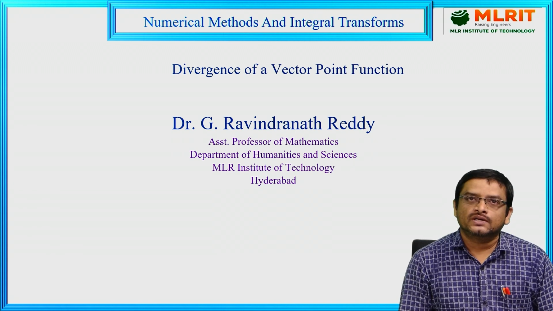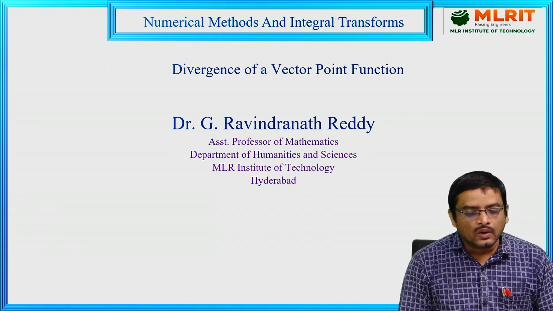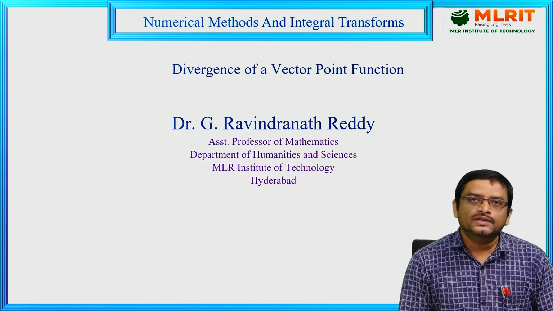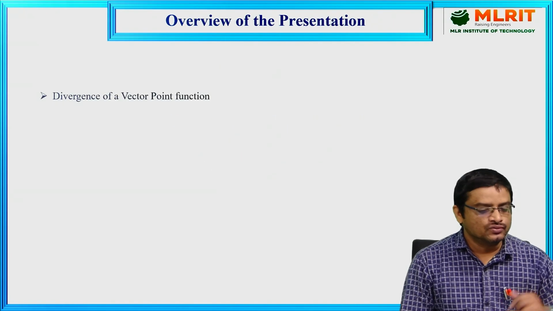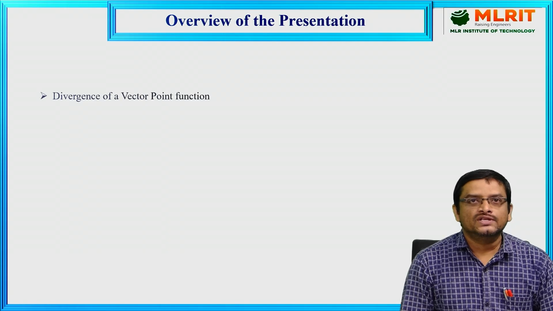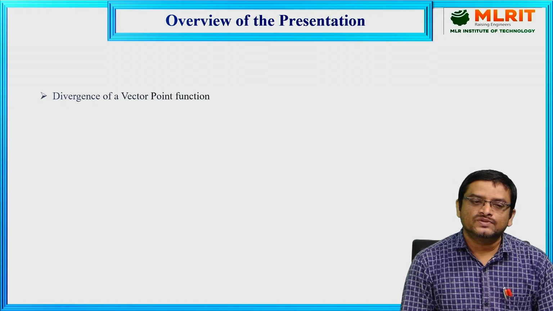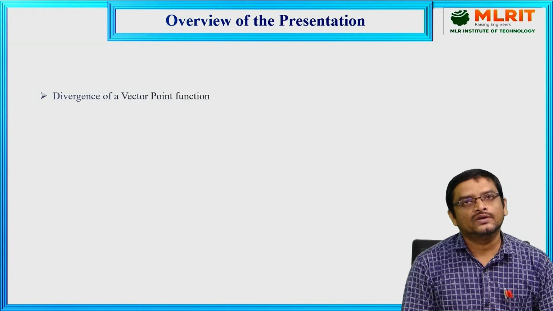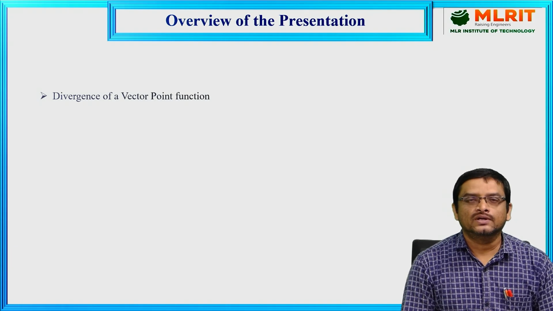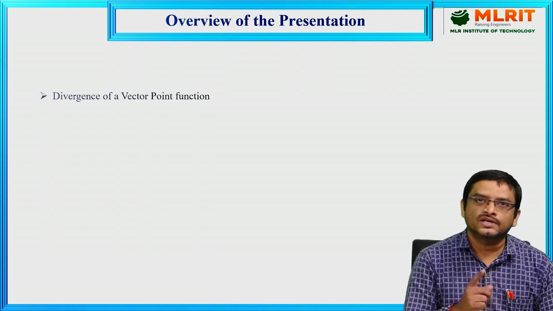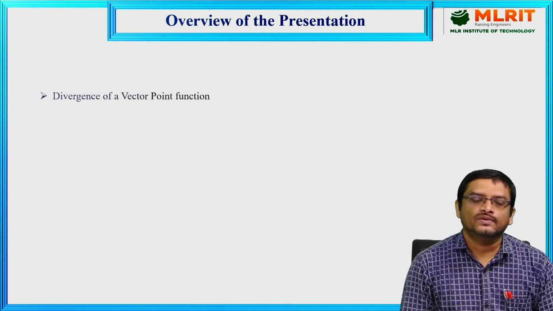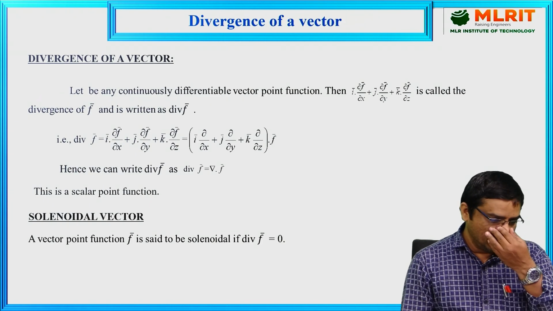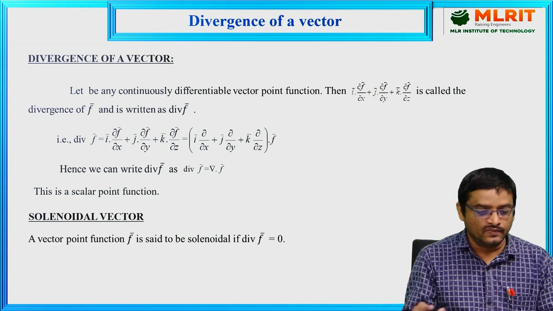So in that course we are at the point of divergence of a vector point function. Now in this video we will discuss how to find the divergence of a given vector point function. Suppose I have a vector point function and at some situation I want to convert it into a scalar. How can you convert this? In order to convert that vector point function into a scalar point function, we are going to use the concept of divergence. So now we will see how to find the divergence of a vector point function.